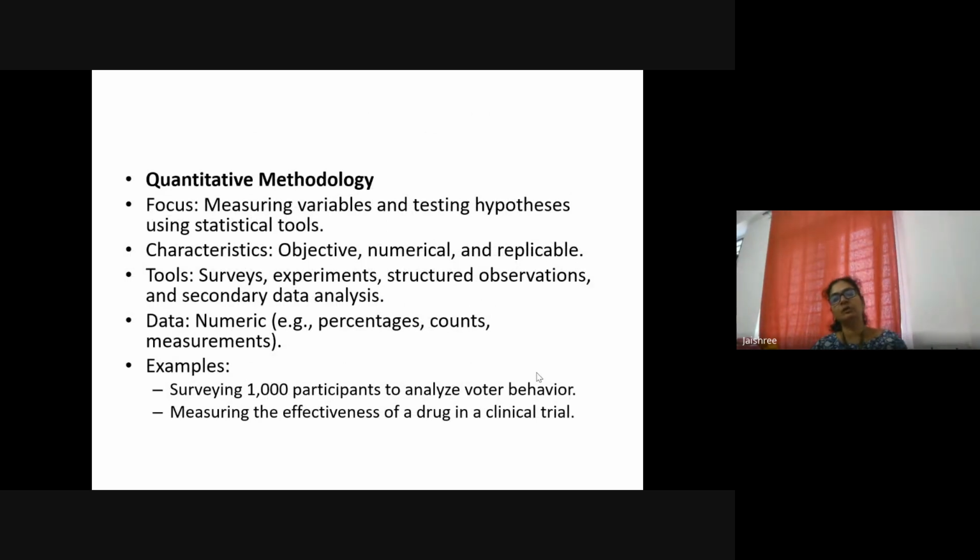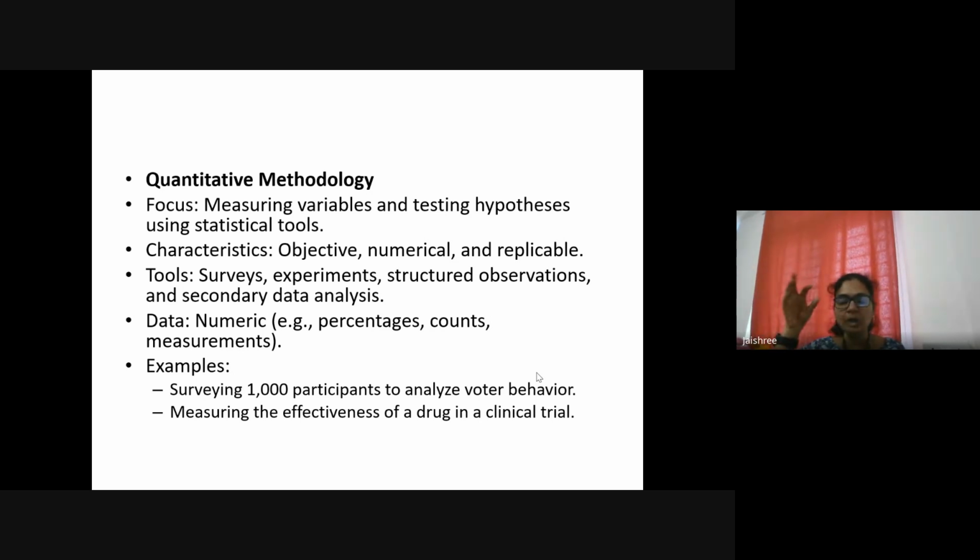Quantitative methodology. So quantitative is exactly opposite of qualitative. While you give lots of importance to emotions, words, audio, and video in qualitative methodology, in quantitative methodology you measure variables and you test the hypothesis using statistical tools. So you arrive at a conclusion majorly based on the numerical data that you have collected. So it will be very, very objective and it is going to be numerical.